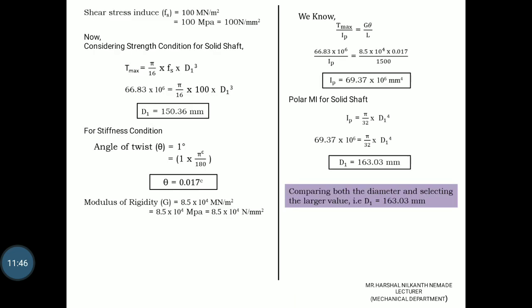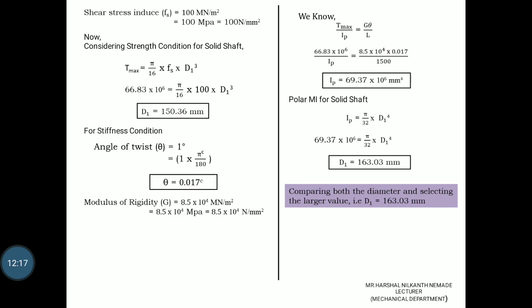Shear stress induced, Fs is equal to, they have given 100 mega Newton per meter square. So Newton per meter square means Pascal, MPa. Okay, so for MPa to Newton per mm square, just multiply by 1. Now considering the strength condition for the solid shaft, Tmax is equal to pi by 16 multiplied by Fs multiplied by D1 cube. Substitute values, I will get D1 as 150.36 mm.